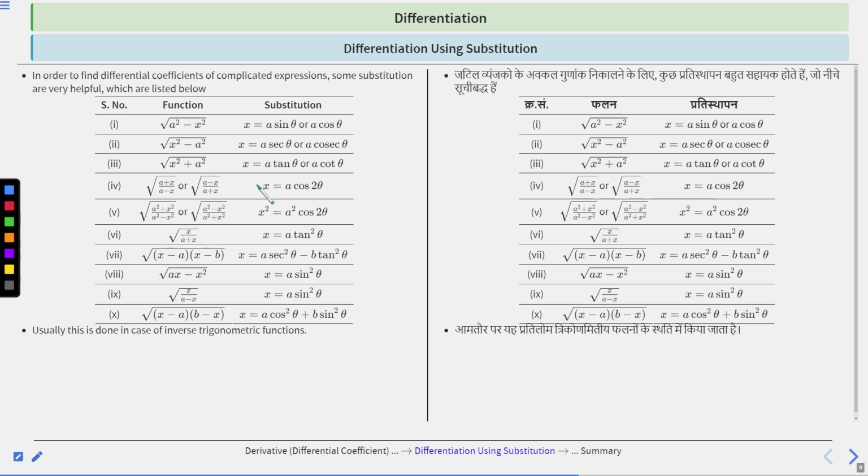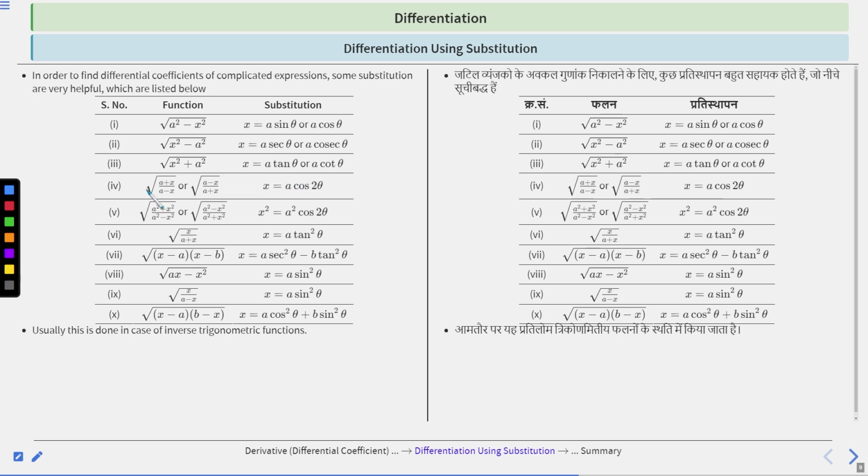Clear? Now, if anything is of the form root over x square minus a square, then you have to put x equal to a sec theta or a cosec theta, right? In this way, you will get root over a square sec square theta minus a square. That means a square into sec square theta minus 1, which can be written as tan square theta, right? Now, if any function is of the form root over x square plus a square, then put x equal to a tan theta or a cot theta. Clear?